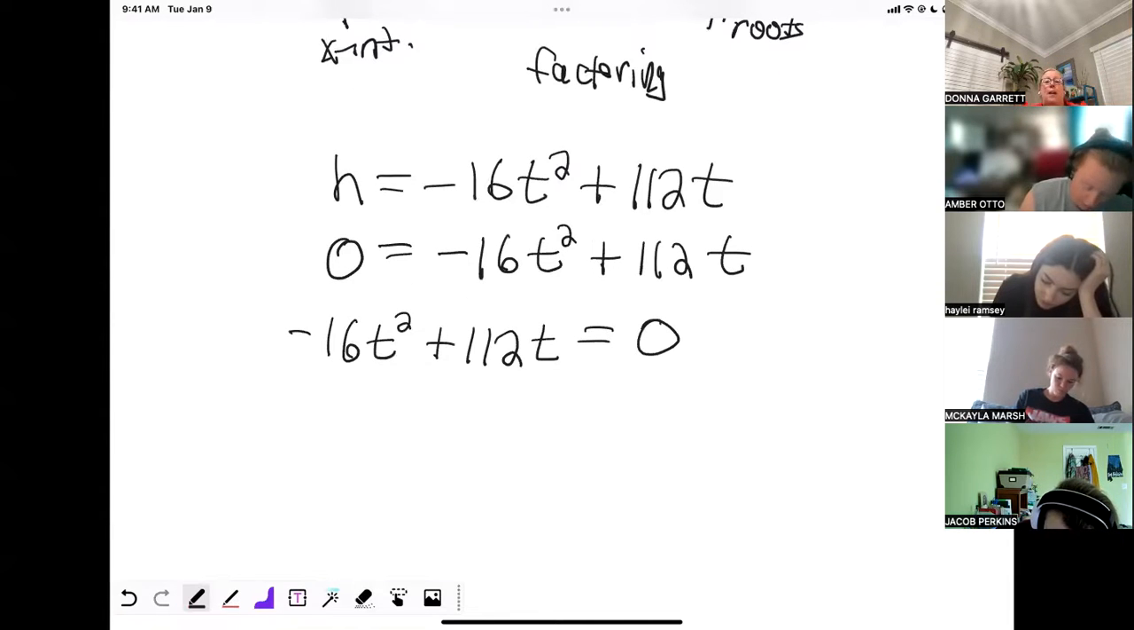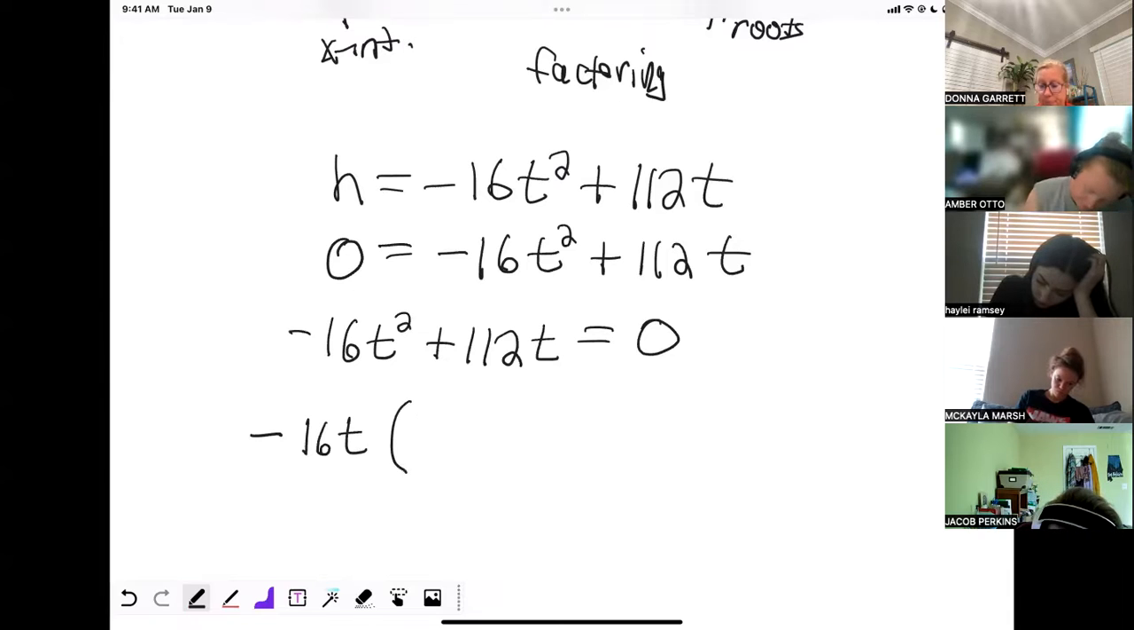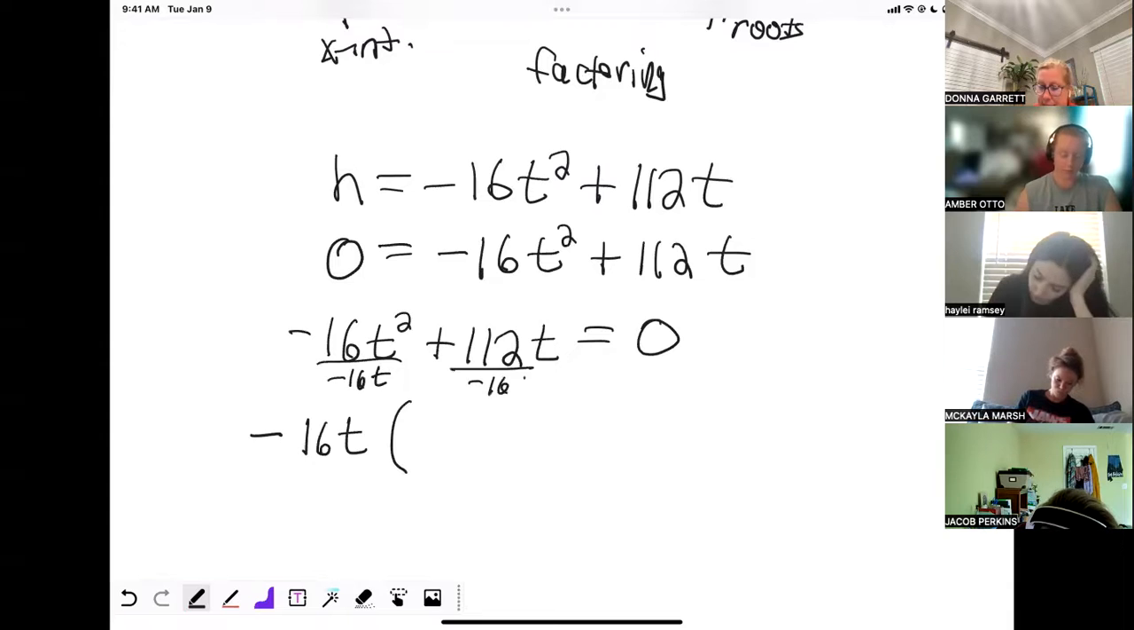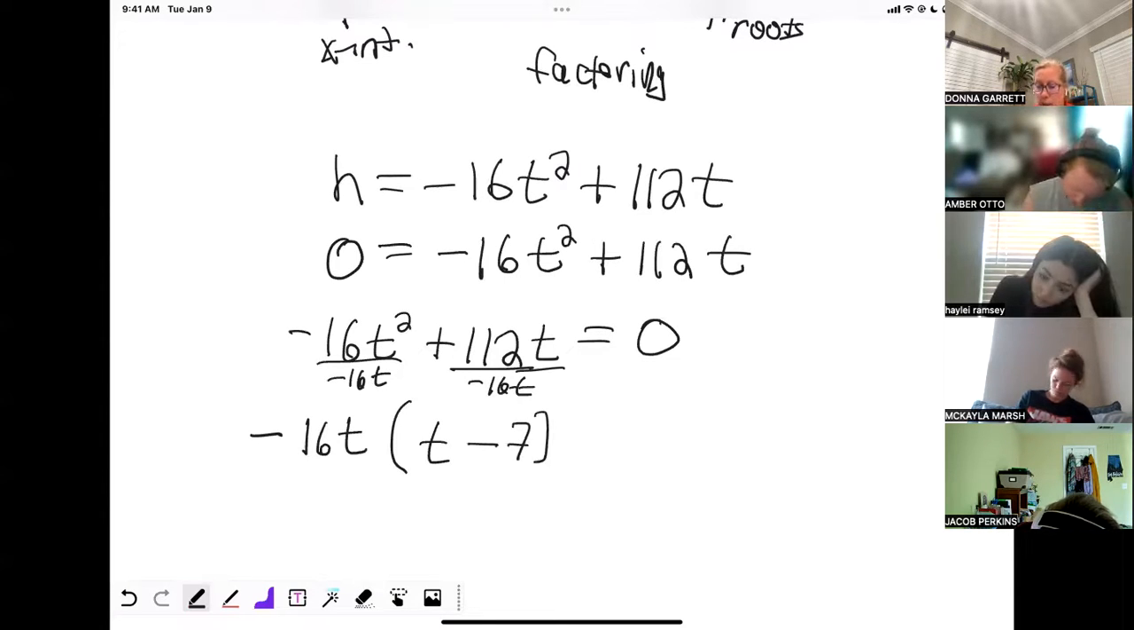Okay, so factoring. Can we factor anything out? Sure we can. At least a t and a negative. We got to take the negative out. We got a t, but I think we also have a number. I think it's 16. Yes, we can take 16 out too. 112 is 16 times 7. So, boom. We're dividing everything by negative 16t. Negative 16 divided by 16 is 1. t squared divided by t is t, minus 7, and the t's are going to cancel, and it's equal to 0.